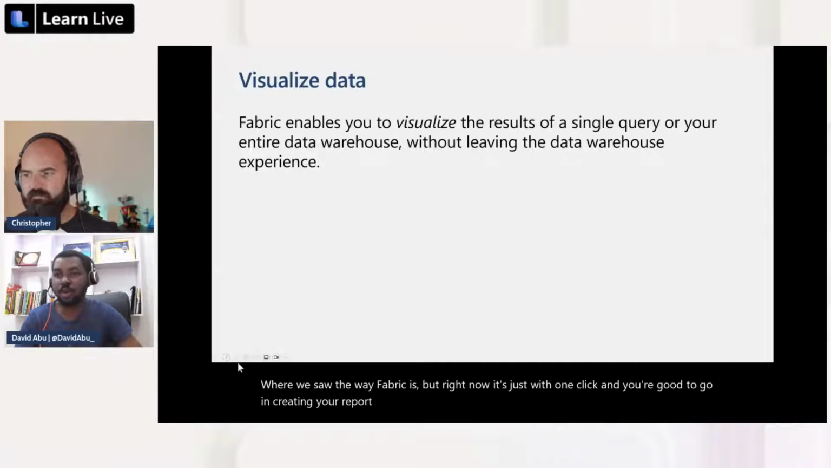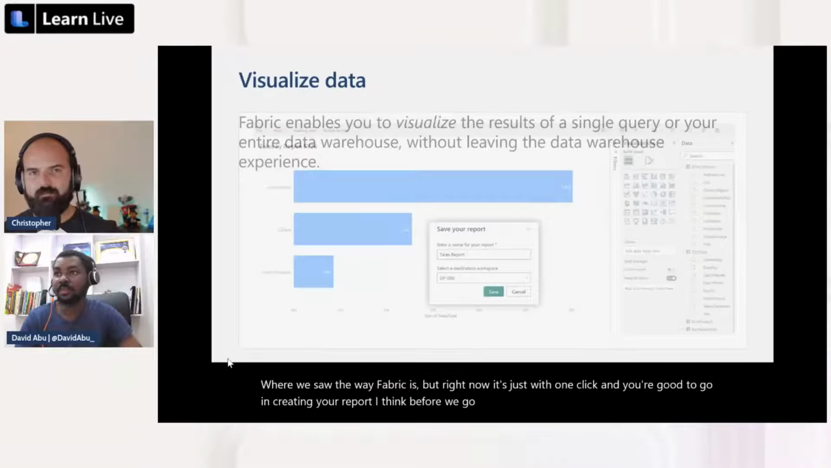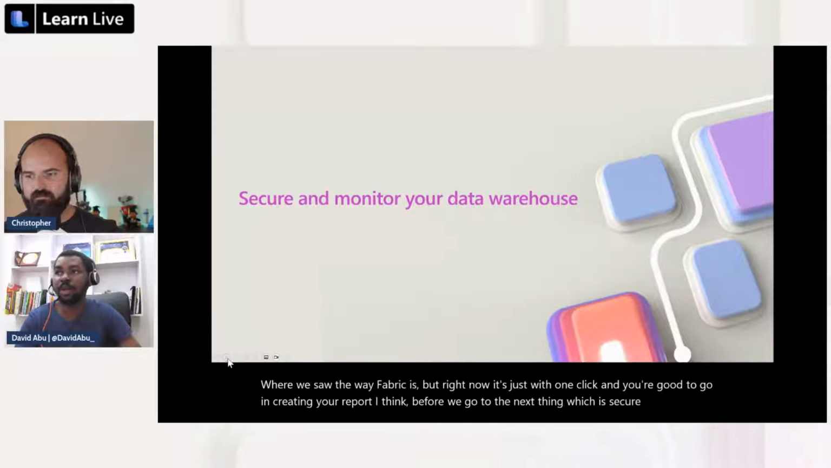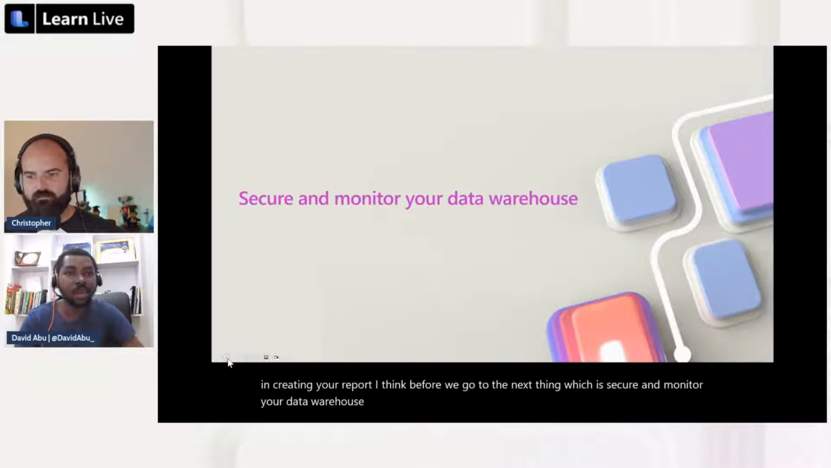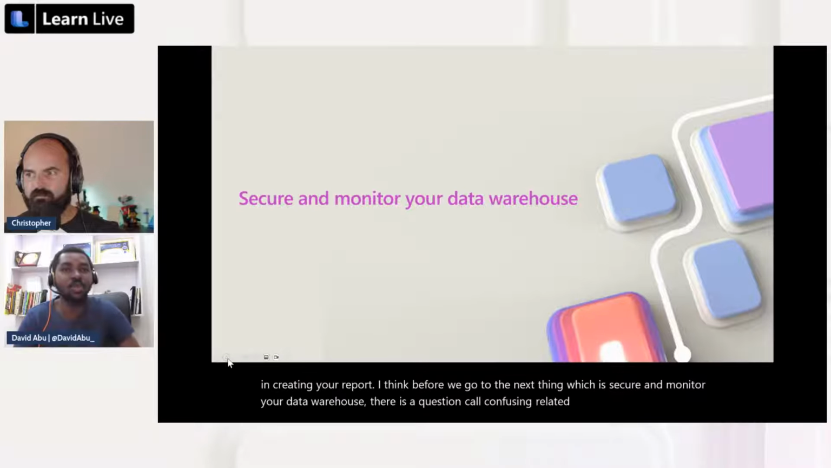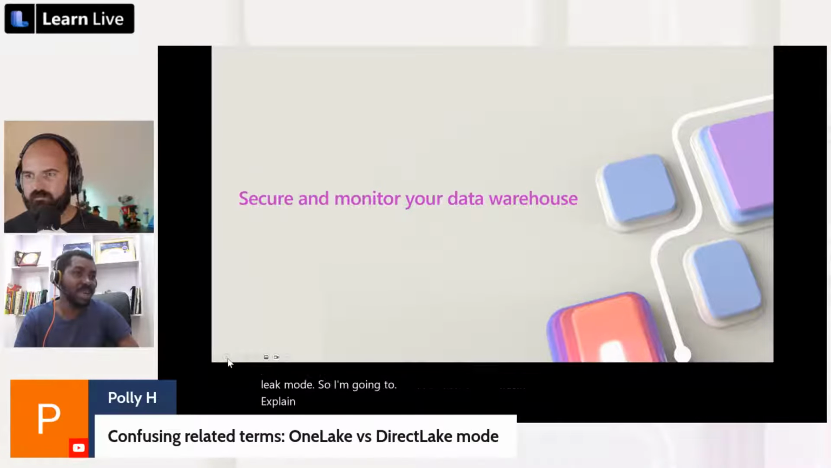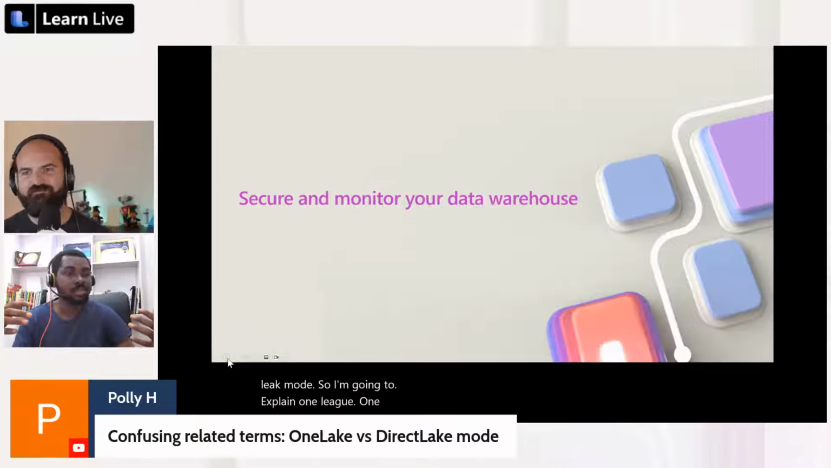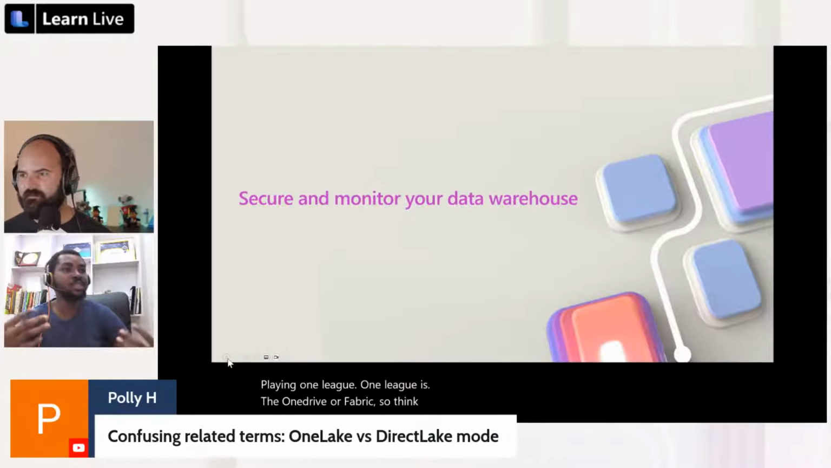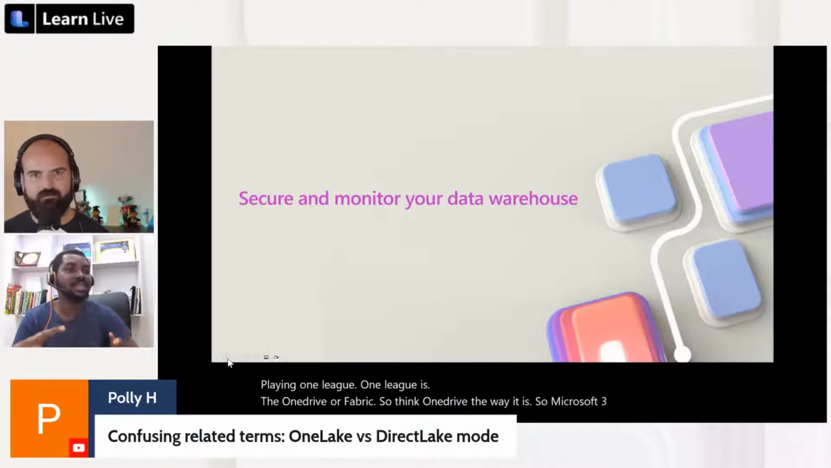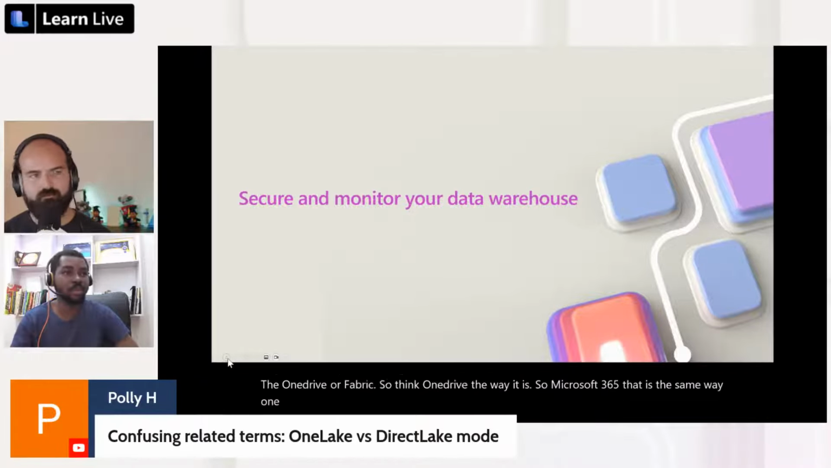I think before we go to the next thing, which is secure and monitor your data warehouse, there is a question about confusing related terms: OneLake versus Direct Lake mode. So I'm going to explain OneLake. OneLake is the OneDrive of Fabric. So think of OneDrive the way it is to Microsoft 365. That is the same way OneLake is to Microsoft Fabric.